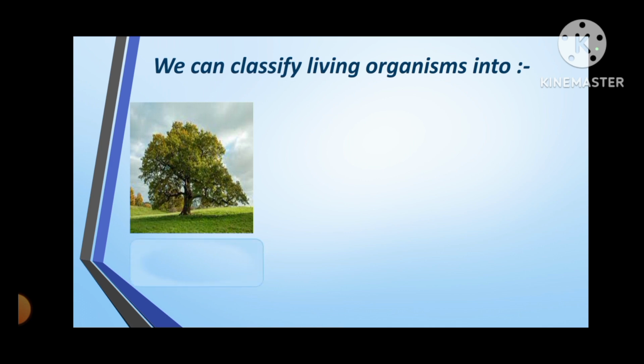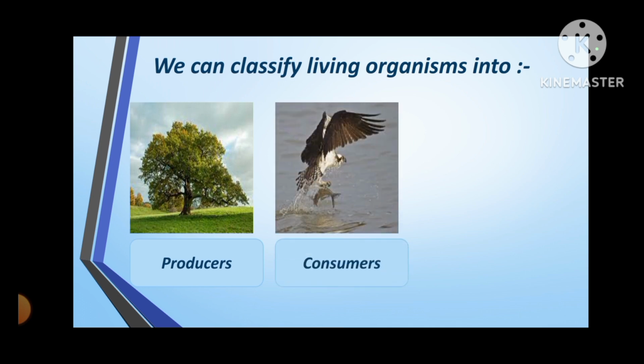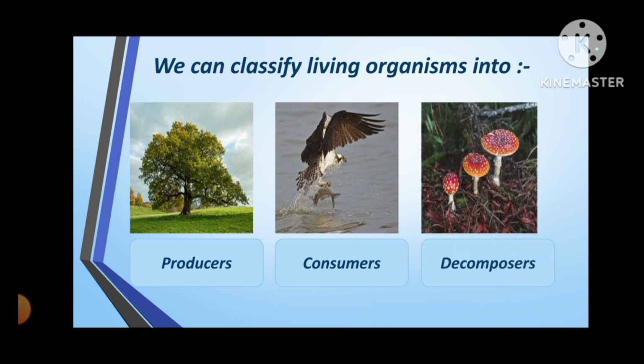So we can classify living organisms into three types. First, producers. Producers can make their own food. Consumers eat other animals or get energy from another living organism. Decomposers feed on dead bodies. Producers make their own food, consumers eat other animals, decomposers feed on dead bodies.